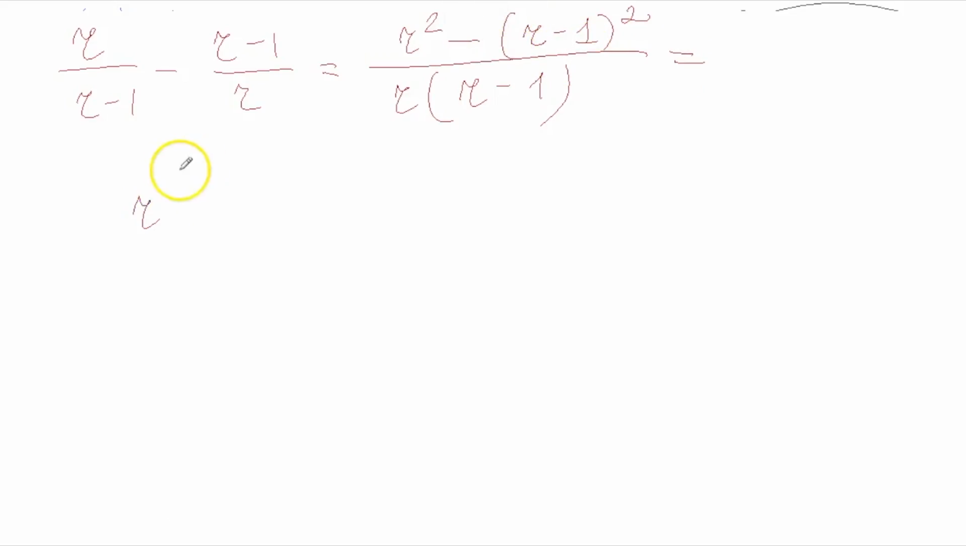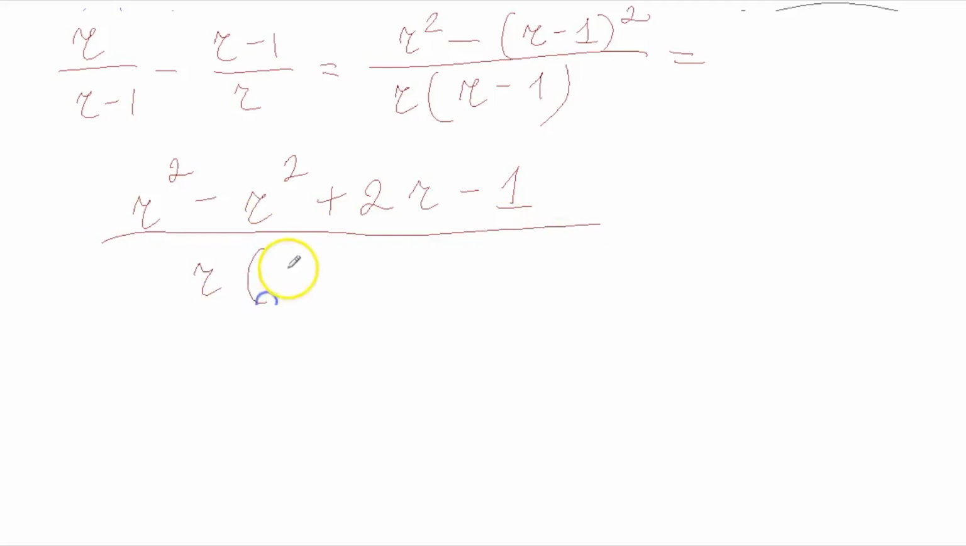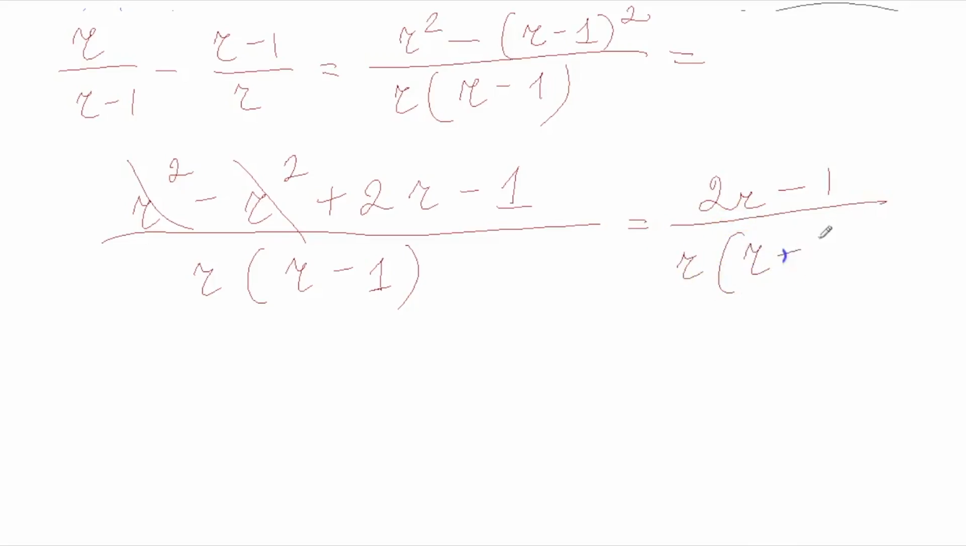So that is going to be r squared minus (r squared minus 2r plus 1) over r(r minus 1). These cancel, so you end up with 2r minus 1 over r(r minus 1). And that's it. There you go.